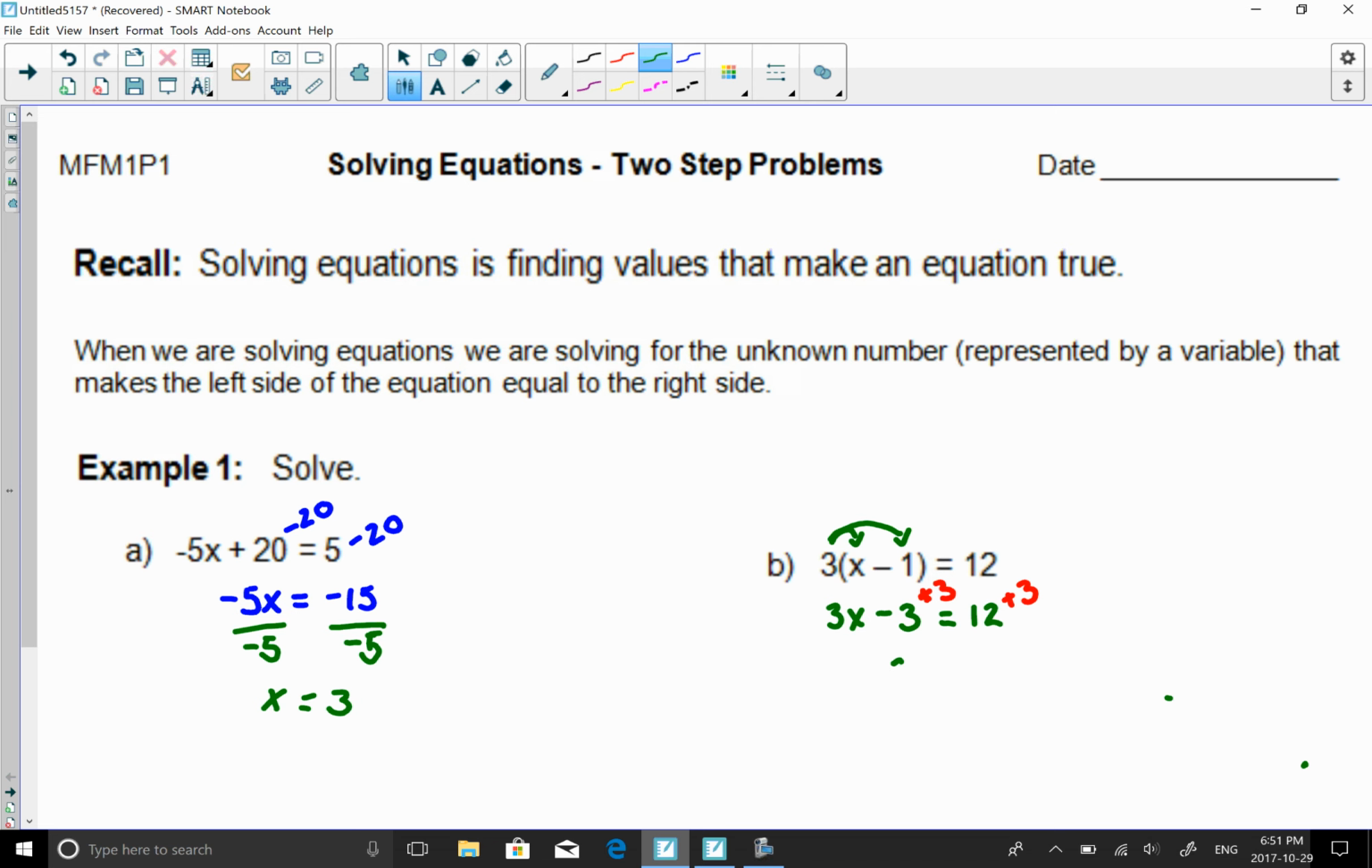So then this becomes 3x, and that's just because that's 0. I don't need to write 0. And then that's 15. So now I'm back to 3 times x. So I divide that by 3. We get x by itself, because 3 divided by 3 will give me 1. And I have to divide the other side by 3 as well, because I'm keeping things balanced. So that becomes x equals 15 divided by 3, which is 5.